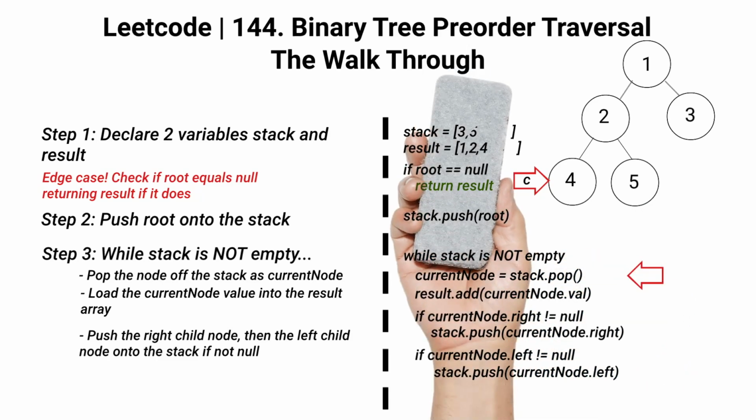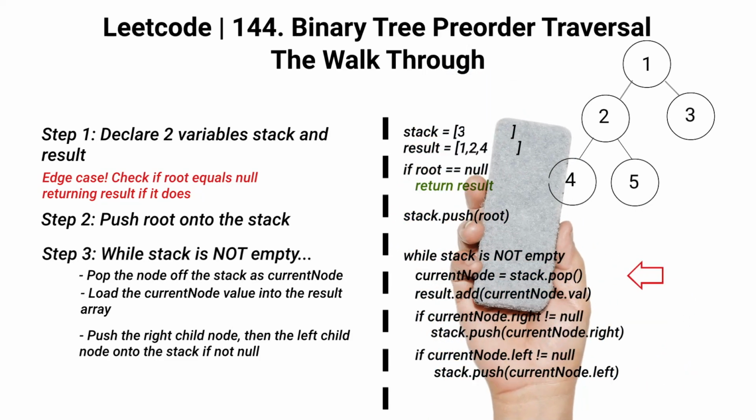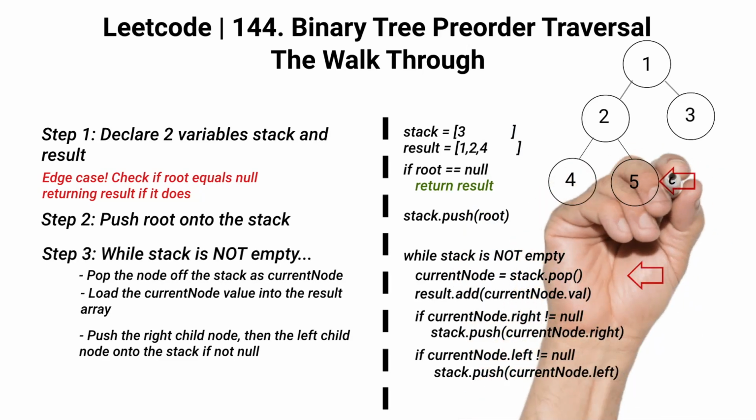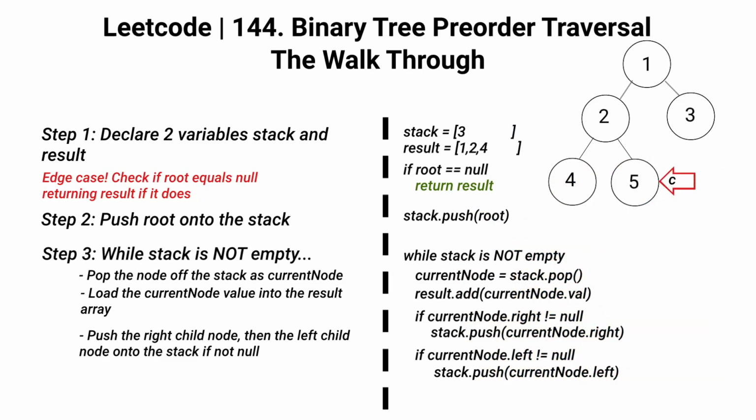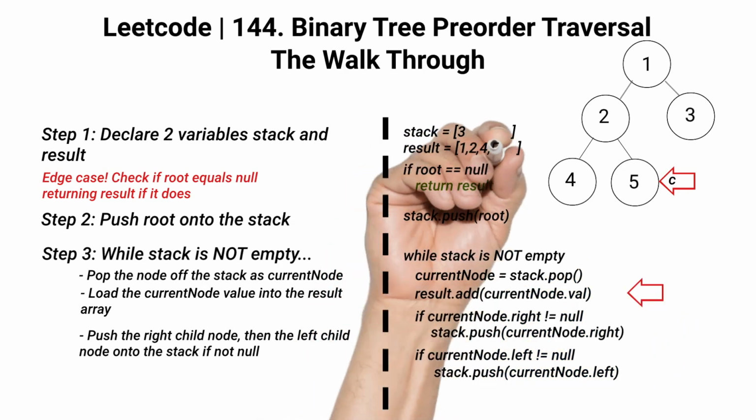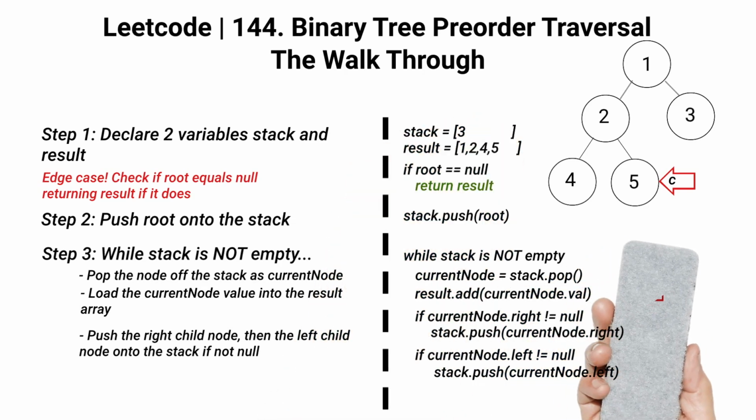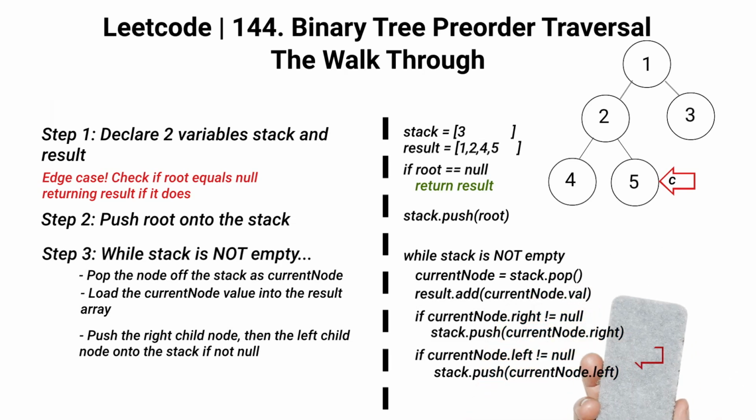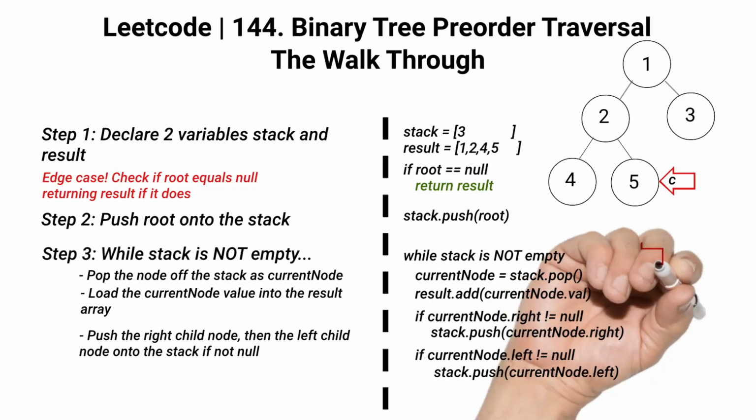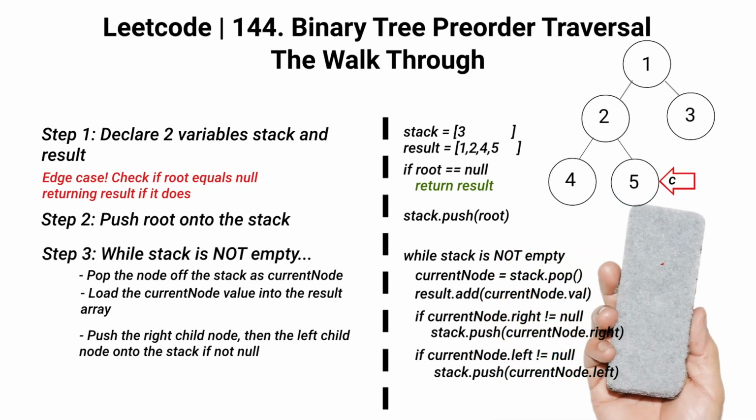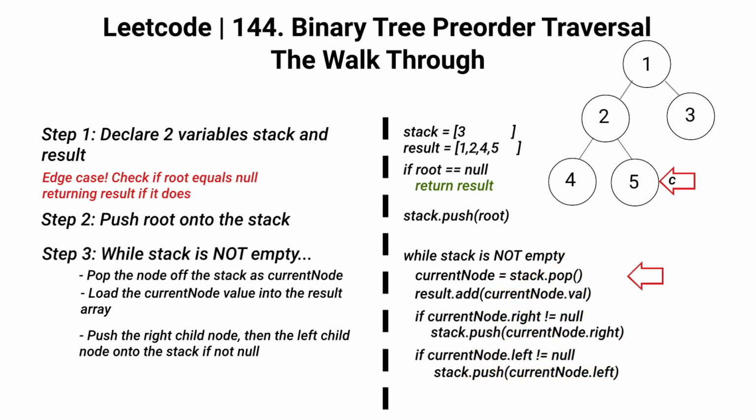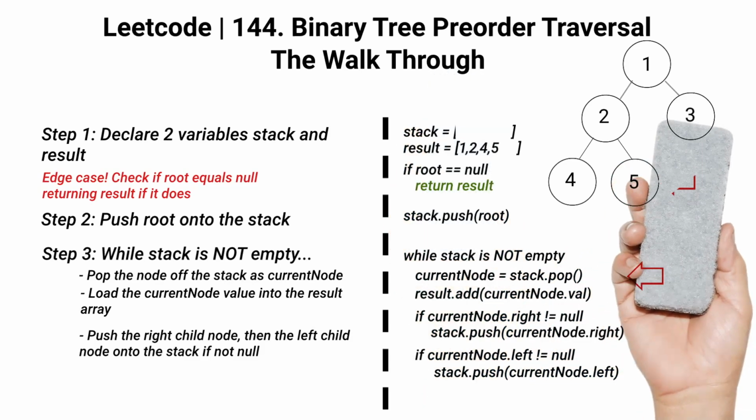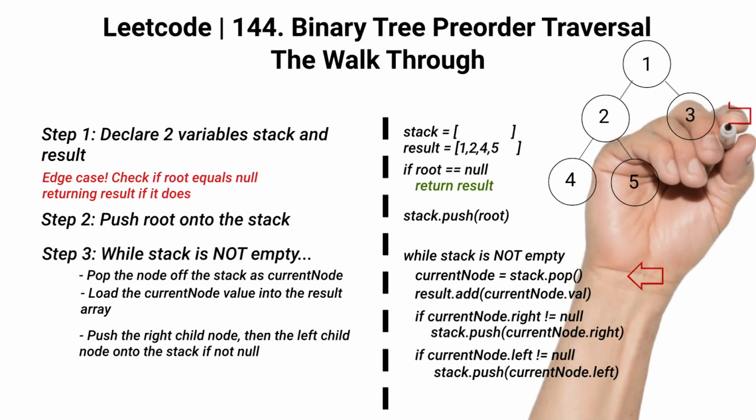Pop the stack, so we know the current node is the 5 node. Add the value of the 5 node, which is 5, to the result. Check if the 5 node has a right hand child, it does not. Check on the left, there is no left child. The stack is still not empty, so we need to pop the stack, giving us the current node of the 3. So the current node is a 3 node.